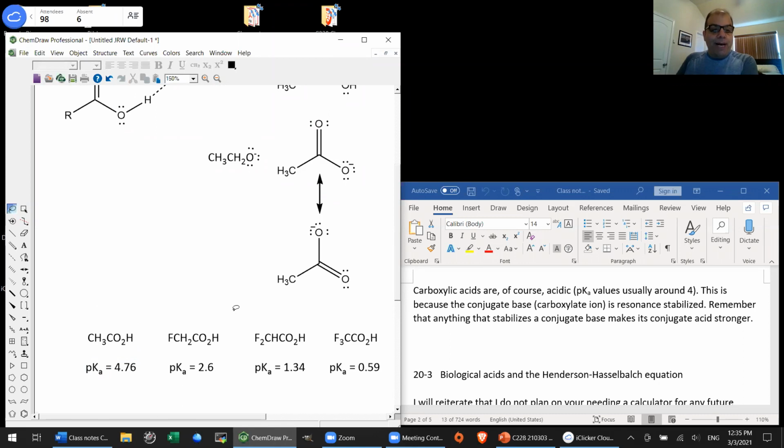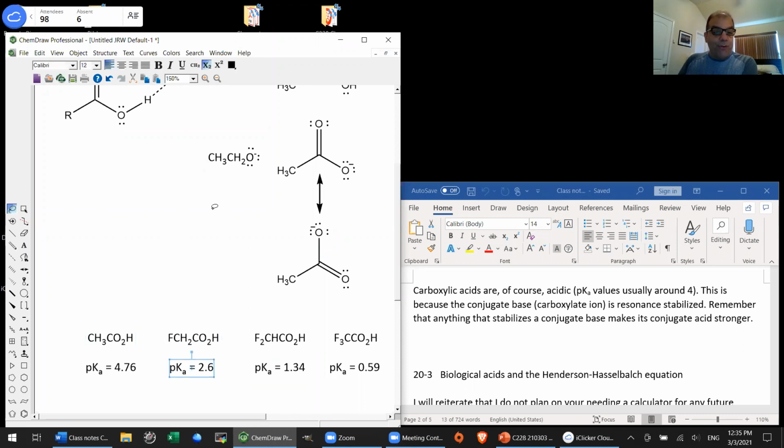But I think you can see a very clear trend when we're comparing the acidity of acetic acid to fluoroacetic acid to difluoroacetic acid to trifluoroacetic acid. These pKa's are getting smaller and smaller, corresponding to stronger and stronger acids as we replace one by one the hydrogens in the methyl group with electronegative fluorine atoms. And even changing just one hydrogen to a fluorine makes a pretty dramatic difference.